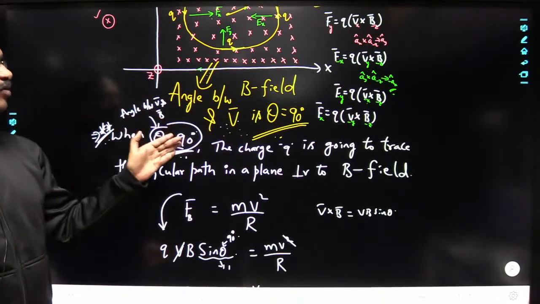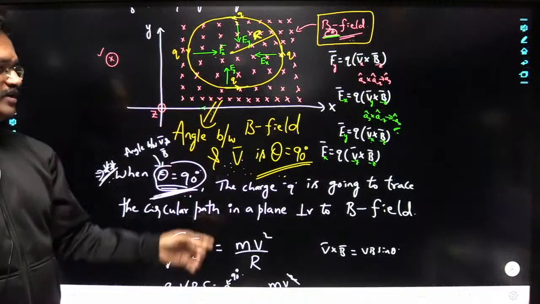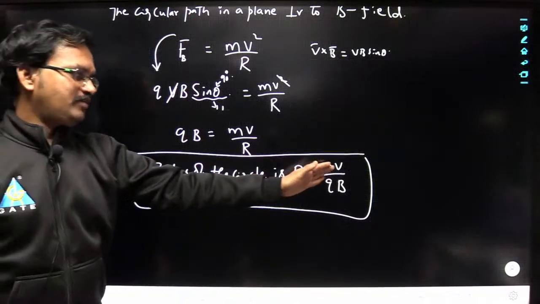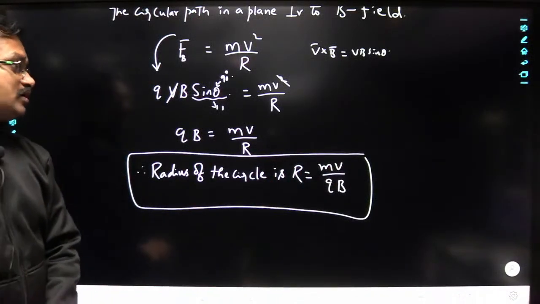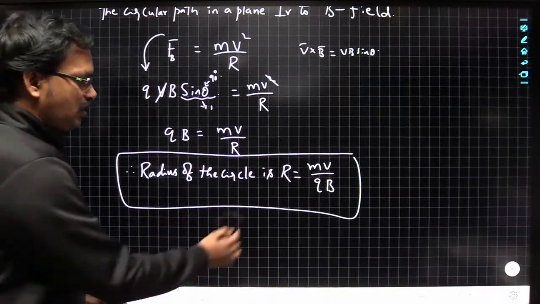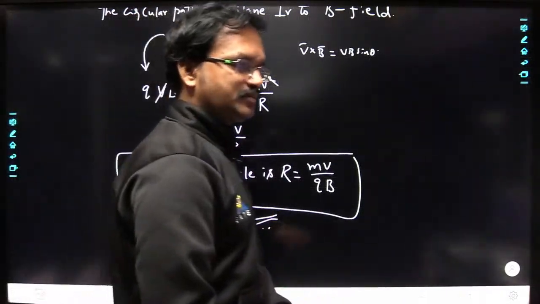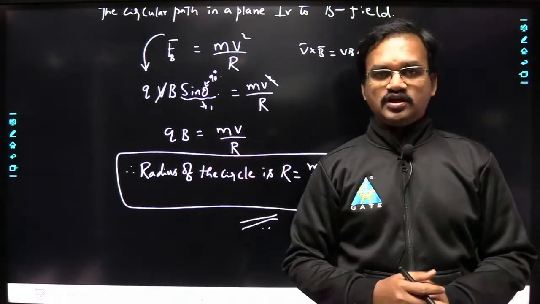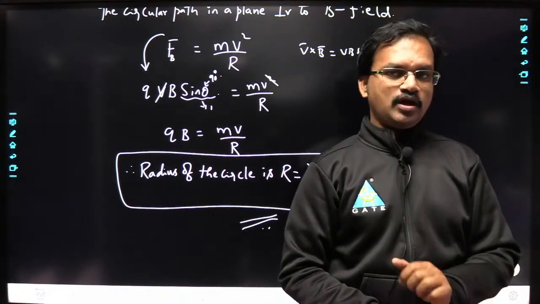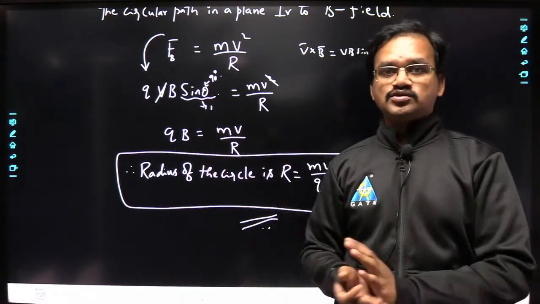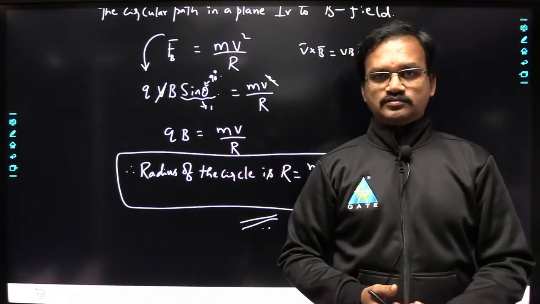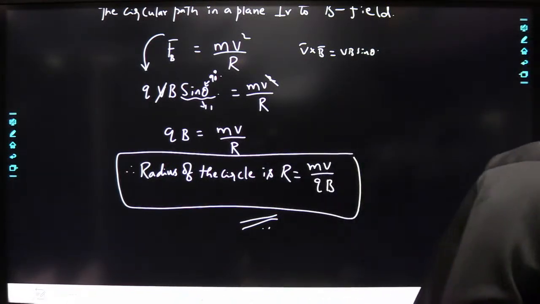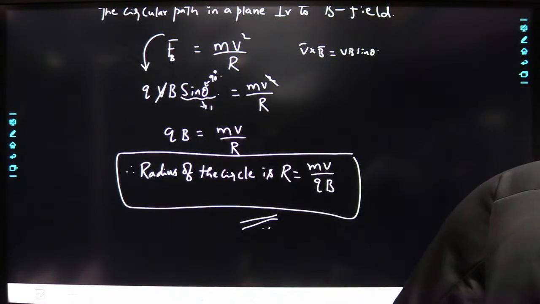But here, when theta equal to 90 degrees, it is going to trace the circular path, and the radius of that circular path is nothing but mv by qb. Right? Okay. So is it clear up till here? These are the applications or concepts of the Lorentz force equation, right? So they can ask you some conceptual or theoretical questions from this Lorentz force equation. I hope it is clear up till now.